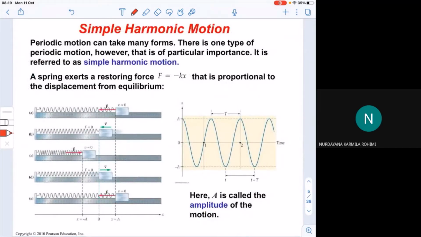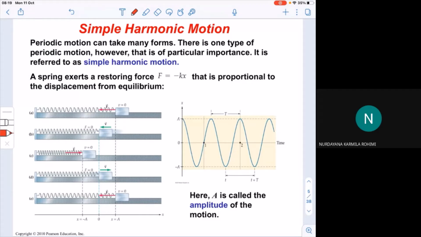Now we move to simple harmonic motion. When I talk about periodic motion, that means motion that repeats itself over and over again. But what is simple harmonic motion? Of course, simple harmonic motion is a subchapter of this chapter, which means it must relate to periodic motion.